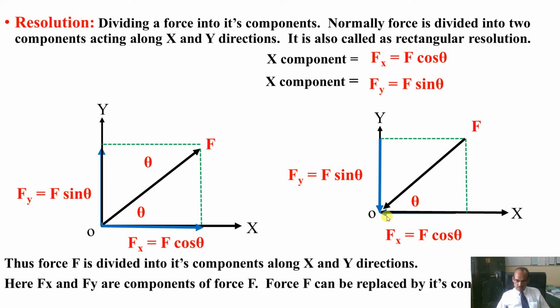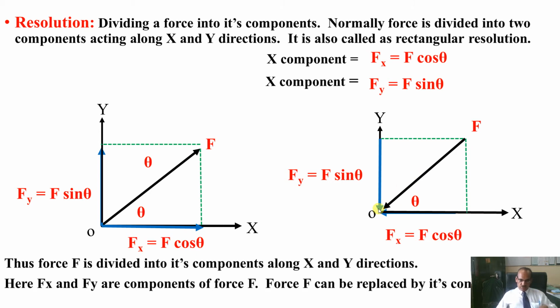The x component is also acting towards the point. This is the blue color you see. Both the components, so this direction was to the right, now it has become to the left. This direction was upward, now it is downward. So these are the only two cases: force is acting away from the point and force is acting towards the point.